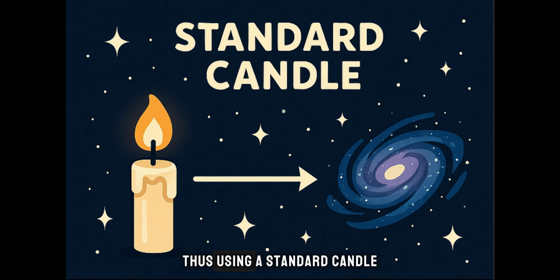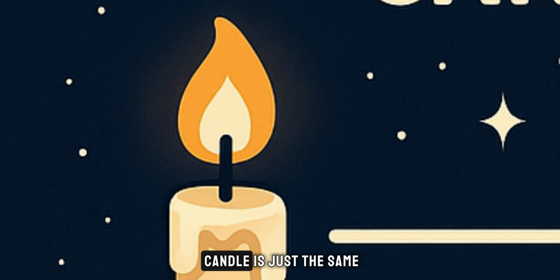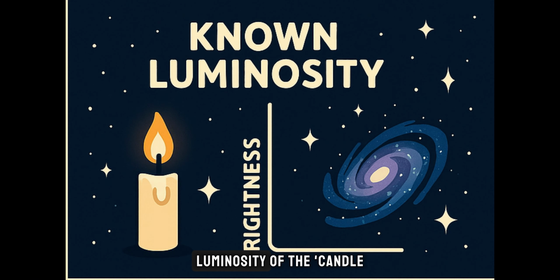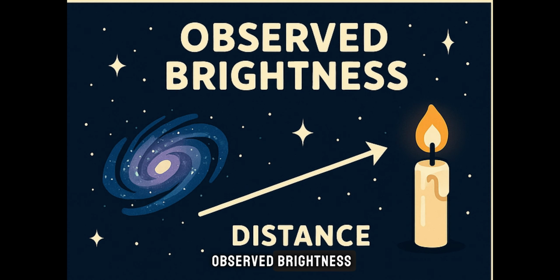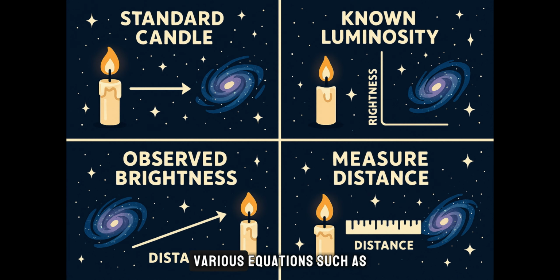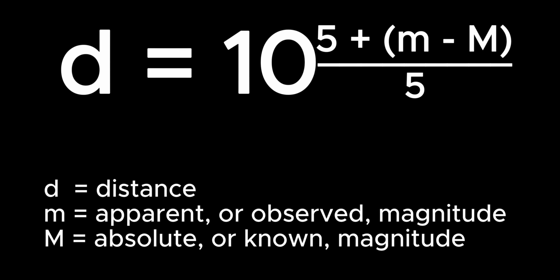Thus, using the standard candle, where we pretend a candle is just the same as a galaxy, in a sense, once we have the luminosity of the candle, or of a galaxy, we can use its observed brightness to calculate the distance to that standard candle. This distance we can measure using various equations, such as this one.